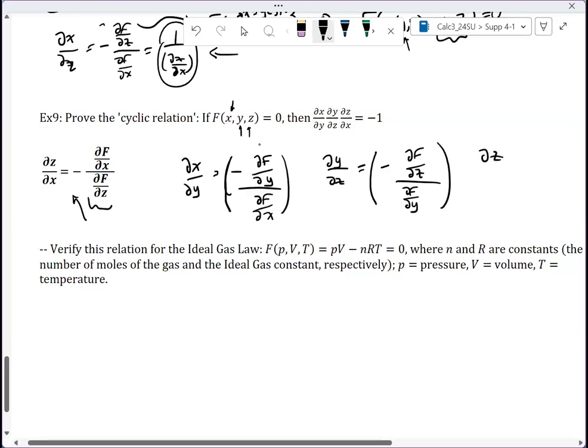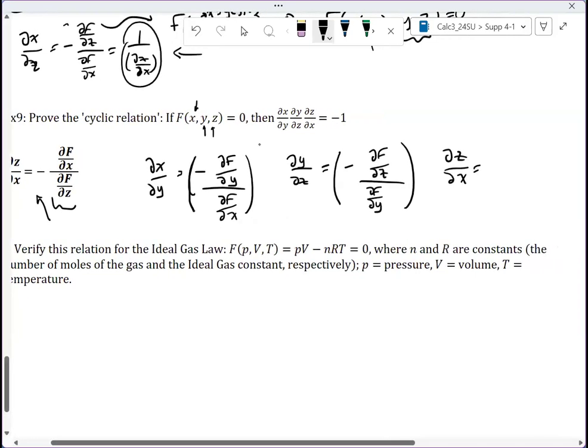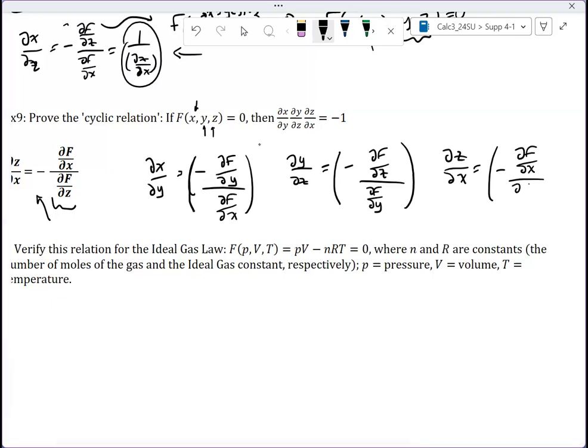And then partial of z with respect to x equals negative partial f with respect to x over partial f with respect to z. And if we multiply these all together, we see that partial f with respect to z divides out, partial f with respect to x divides out, partial f with respect to y divides out, and we get -1 multiplied by itself 3 times, which of course is just -1.